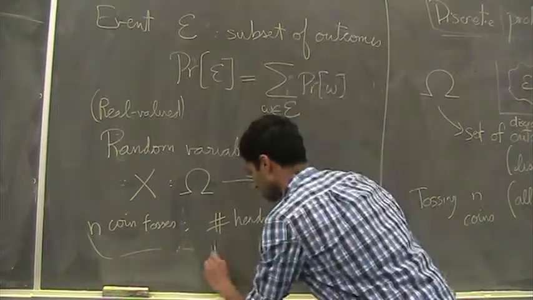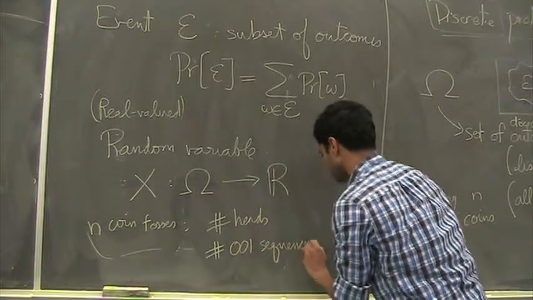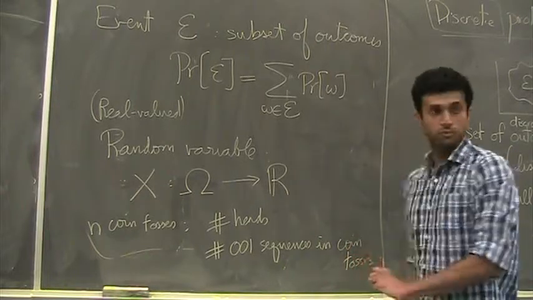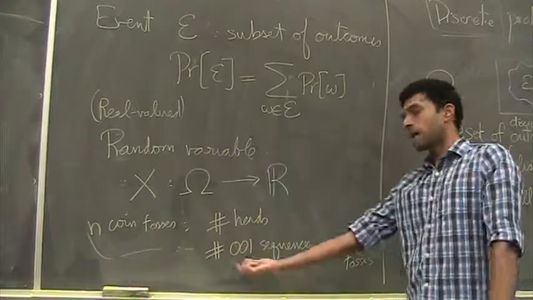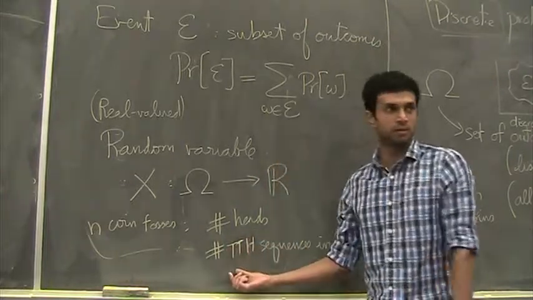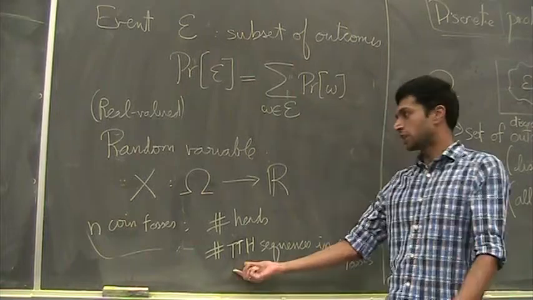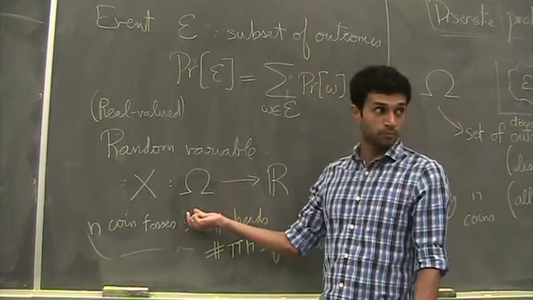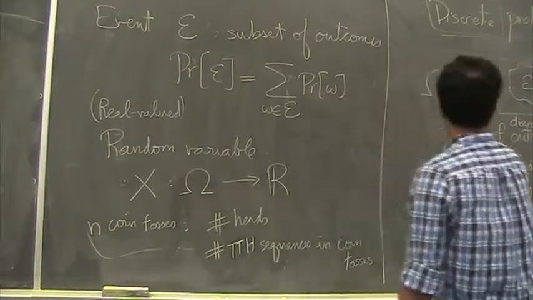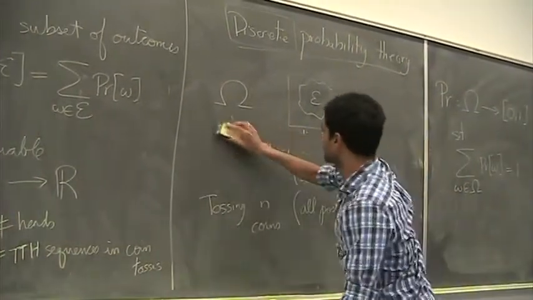But I could go fancy, I could say the number of 0, 0, 1 sequences in coin tosses. If I did n ordered coin tosses, I could say how many times I saw tails, tails, heads. That's a random variable. A random variable is simply something that has some outcome that depends on this. Okay, I'm going to keep this picture.